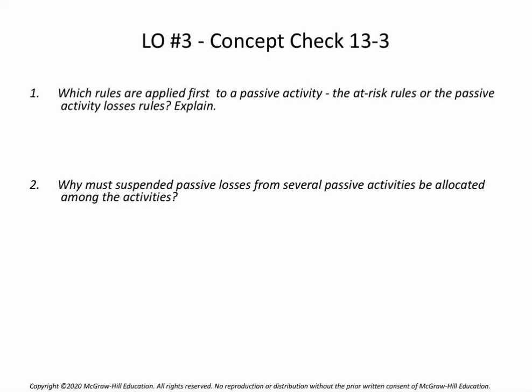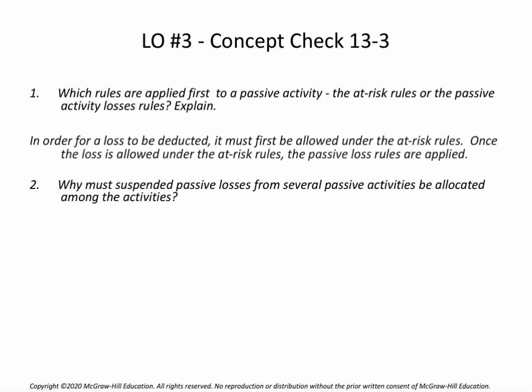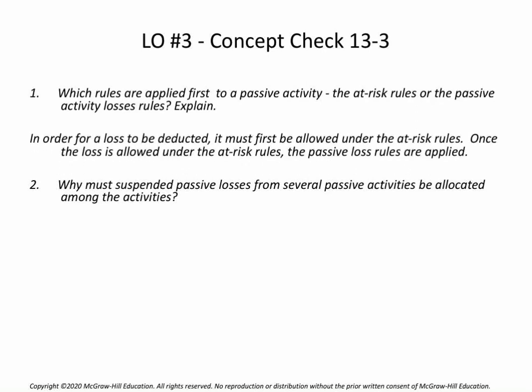Our first one says which rules are applied first to the passive activity, the at-risk or the passive activity loss, and that's going to be the at-risk rules. And then once it's allowed under those, then the passive activity loss rules are going to be applied, and it needs to survive both. It needs to be allowed under both in order to be used.